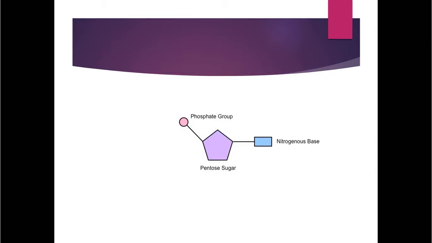This is the structure of the nucleotide. The nucleotide is composed of a nitrogenous base that is attached to carbon number 1 of this pentose sugar, and a phosphate group that is attached to carbon number 5 of the pentose sugar.